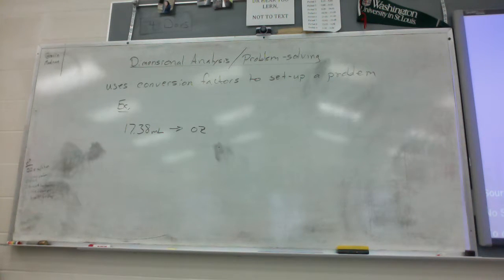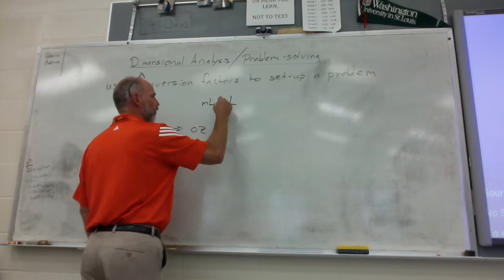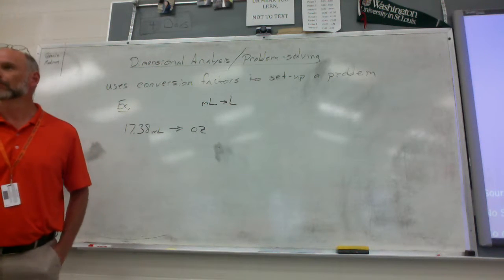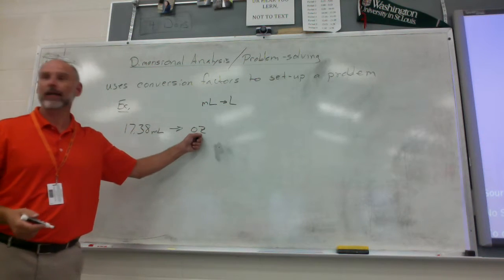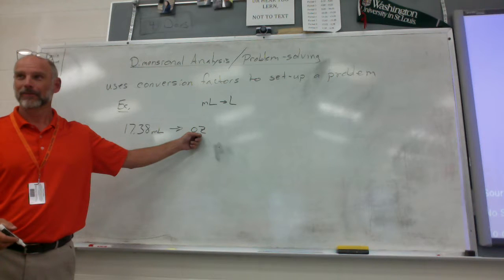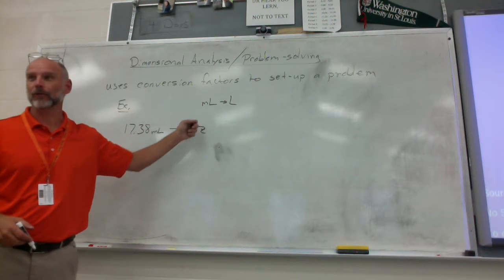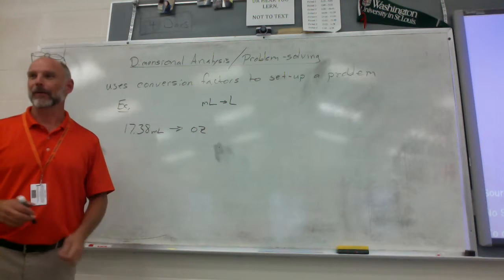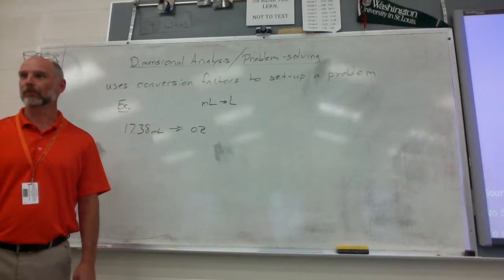Well, we already know that we can go from milliliters to liters. We've done that. Does anybody know the relationship between liters and ounces? What is the numerical relationship between liters and ounces? You don't know that one? Isn't there 32 ounces in a liter? No. Because they're two different systems of measurement.